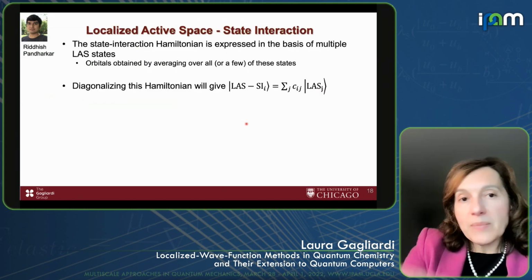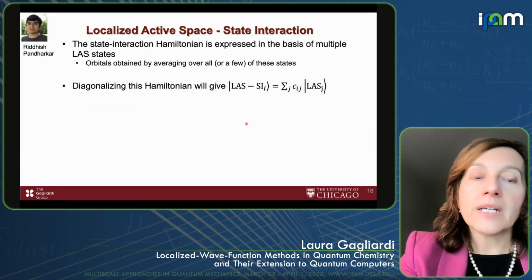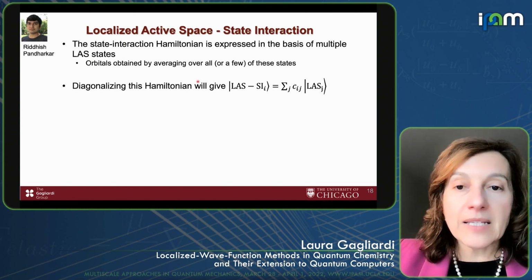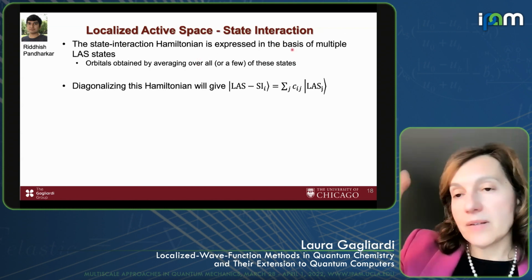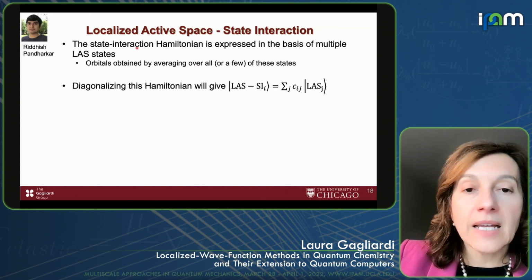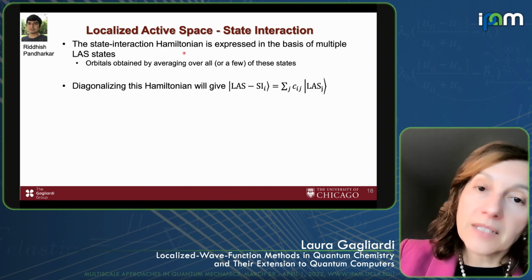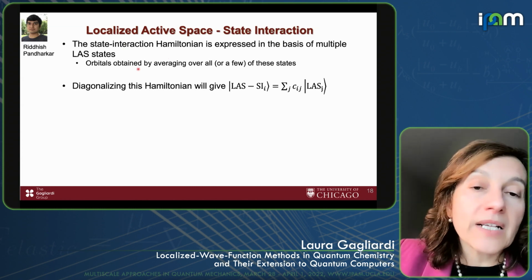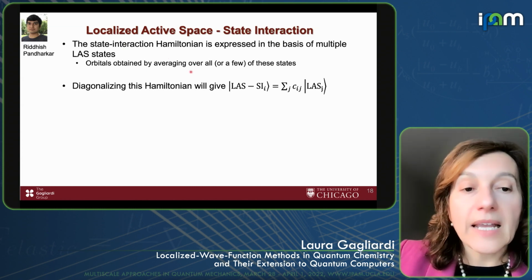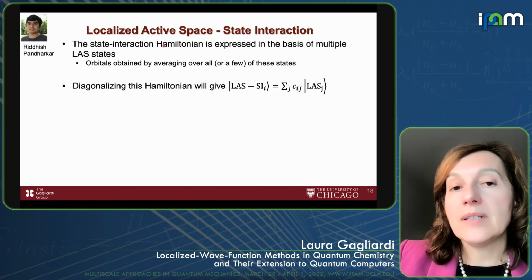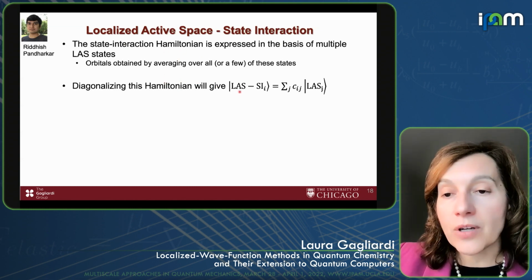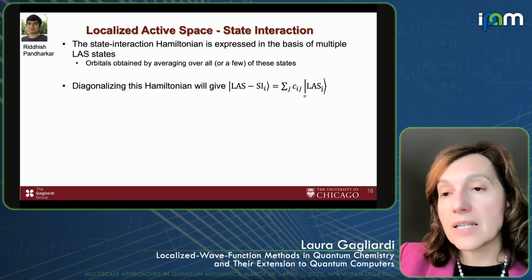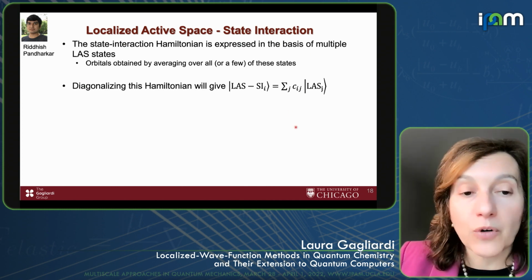So the subsequent development on which we have been working is localized active space state interaction. And basically, one takes a set of these multiple LAS states and expresses the state interaction Hamiltonian in this space of states. And then the orbitals are averaged over all the states. And so the Hamiltonian can be diagonalized, and it will give these LASSI states as a sum of these states that form the basis.